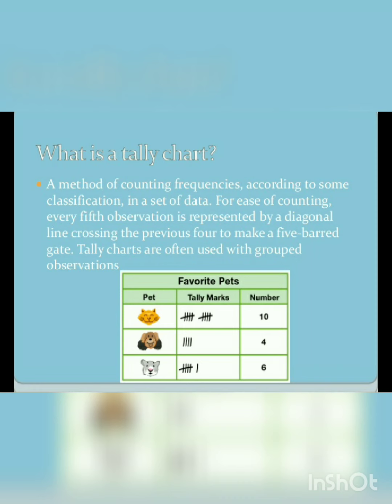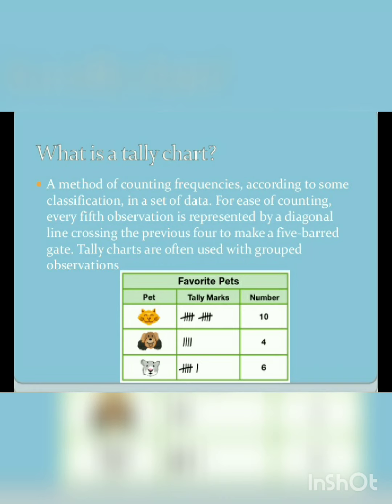What is a tally chart? A method of counting frequencies according to some classification in a set of data. For ease of counting, every fifth observation is represented by a diagonal line crossing the previous 4 to make 5. A tally chart is often used with grouped observations. Here a chart of favorite pets is given, and each pet is represented by a picture and tally marks, where a crossed bundle represents 5, and that means the number is represented.